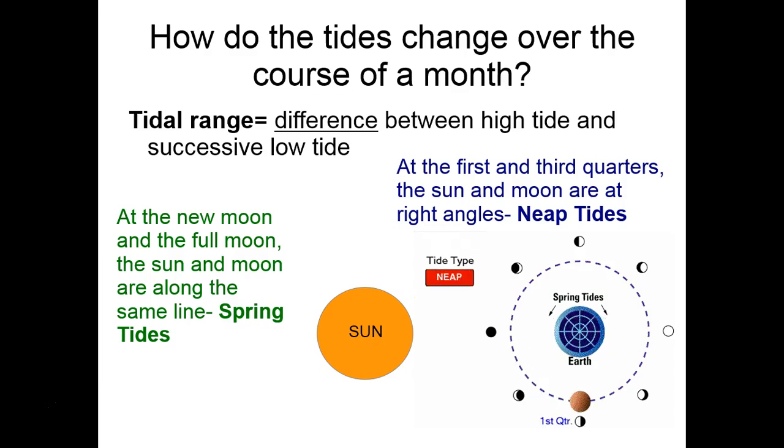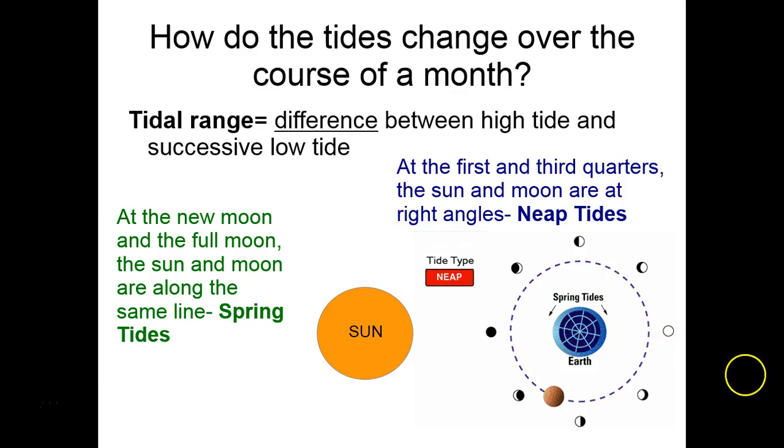Okay, and so what we end up having is a high tide with the lunar bulge and a low tide with the solar bulge. That means the tidal range would be the smallest over the course of the month. That means that we would have a lower high tide and a higher low tide.